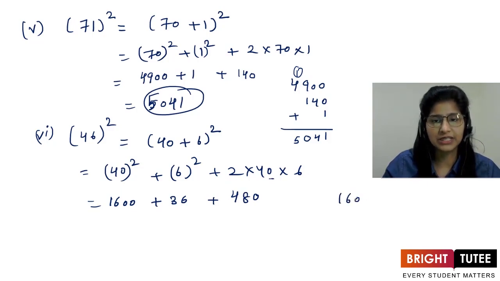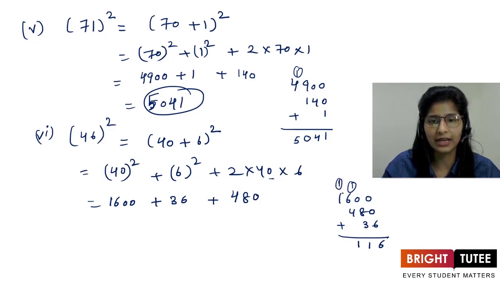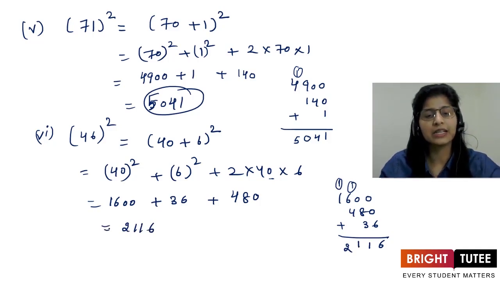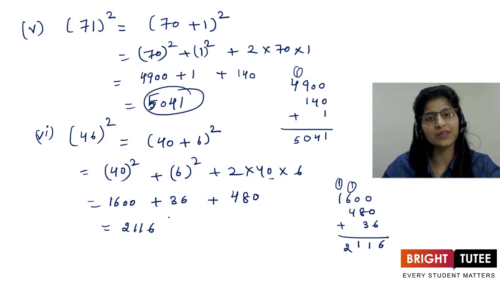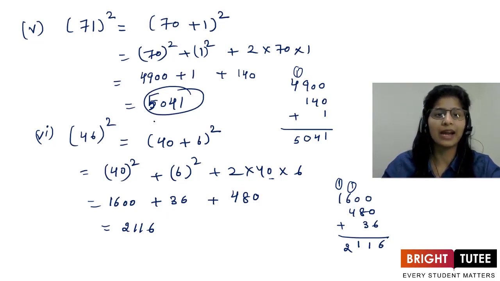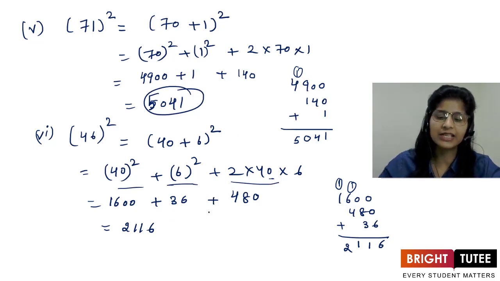So let us add them. 1600, 480 and 36. We get 6, 8 and 3 is 11. 1 is the carry. 6 and 4, 10 and 1, 11. Again a carry. 1 and 1 is 2. So we get 2116. That is the square of 46. I hope this question gives you a clearer idea about how to find the square of larger numbers, because multiplying 71 with 71 would consume more time, and here we are doing simple calculations that can be done orally. Is that clear? Let's move ahead now.